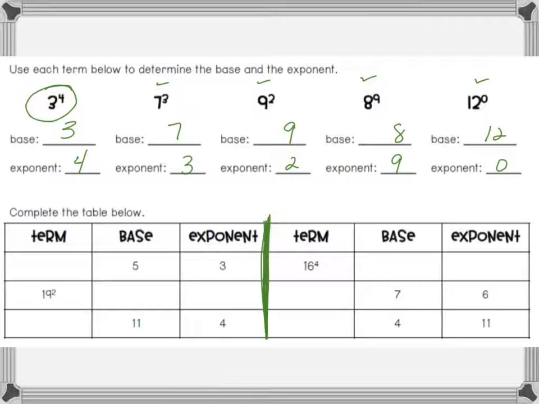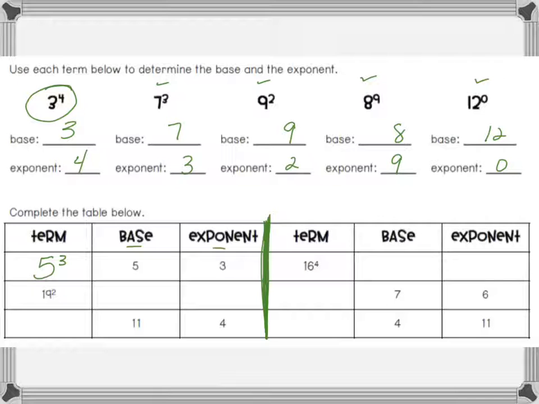They tell us some of the information and we need to solve for the rest of it. So for example, here we have the base and we have the exponent. Well, in this case, my base is 5, so I'm going to write 5 in the large number, and then my exponent is 3. So my term would be 5 to the third power, or 5 cubed. The base is 5, the exponent is 3.